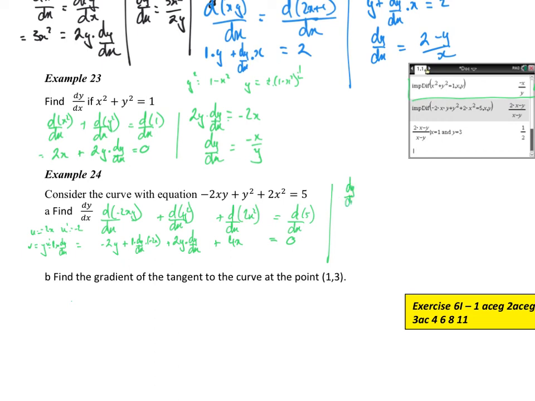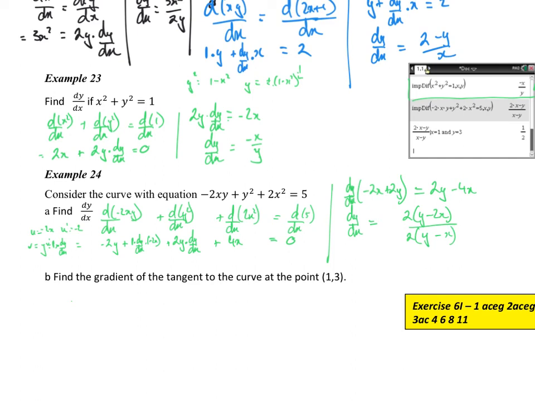So I've got dy dx on the left-hand side. I'll take it as a common factor. I've got the second term there, which is going to give me negative 2x plus 2y equals, take everything else onto the right-hand side. I've got a positive 2y and minus 4x. So then dy dx is equal to, maybe we'll take the 2 out the front, I get y minus 2x over, we'll take 2 out the front, and we'll get y minus x.